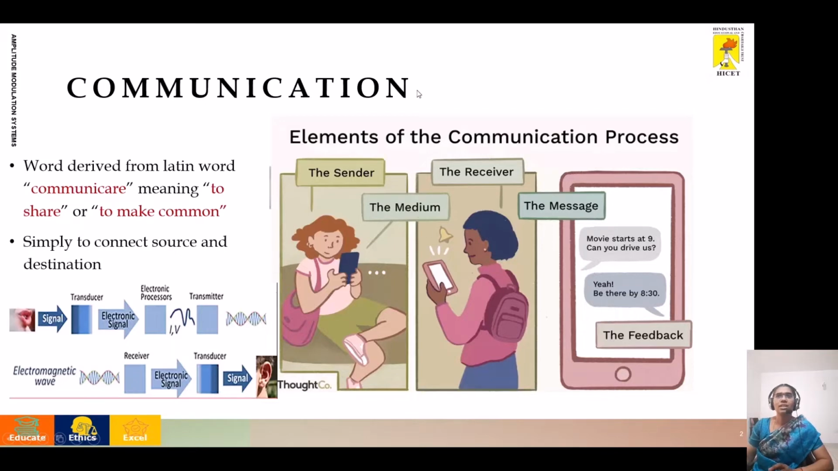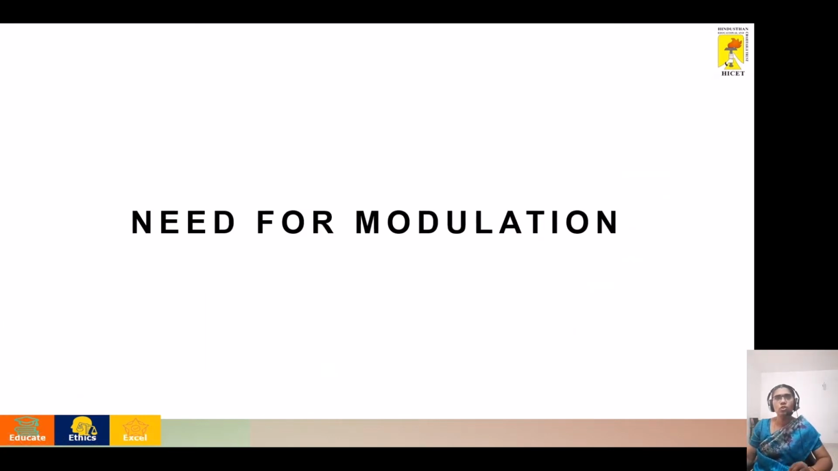Regarding the elements of communication, the sender will be there, transmitting the communication, that is, the voice or message. The medium is air, the receiver is the receiver's mobile phone, and the message is nothing but the information which is conveyed. Communication plays the major role everywhere. For communicating, low frequency signals cannot be transmitted to long distance. So to reach long distance, I need to perform modulation.